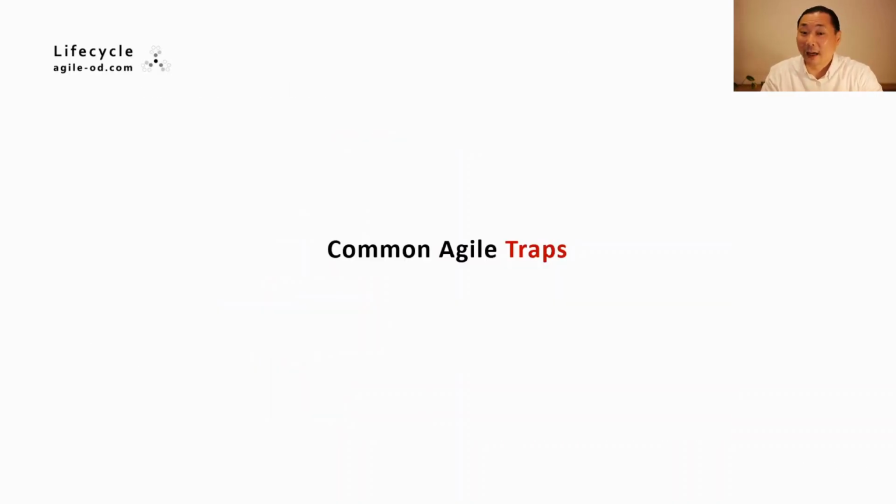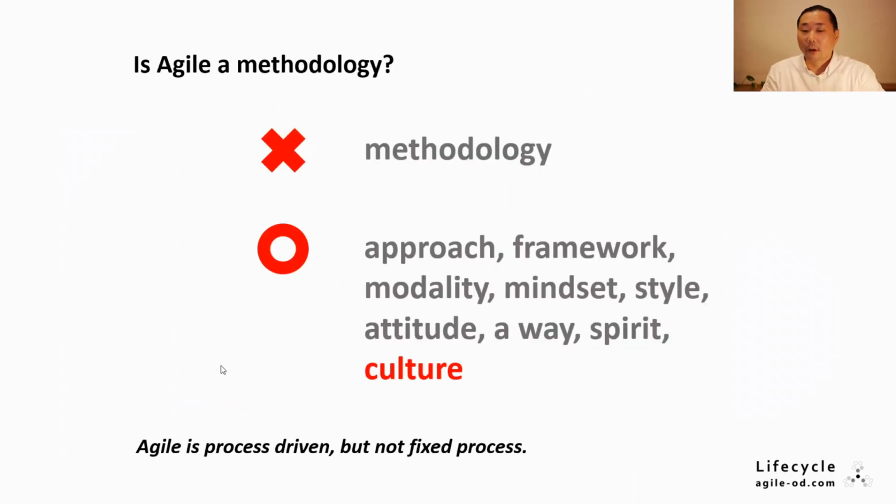Okay, last chapter, and we're wrapping up. Back to the wider notion of Agile and what we need to be careful about in doing and becoming Agile. Question: would you agree with me that Agile is not a methodology? It is understandably debatable, but typically a methodology comes with specific instructions and a somewhat systematic application of a process. Agile is process-driven too, but not a fixed process. I believe Agile is a much wider notion than a methodology, more an approach, framework, modality, mindset, a way, spirit, culture.